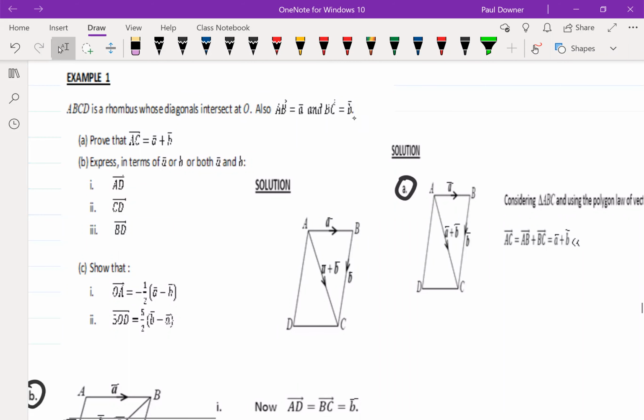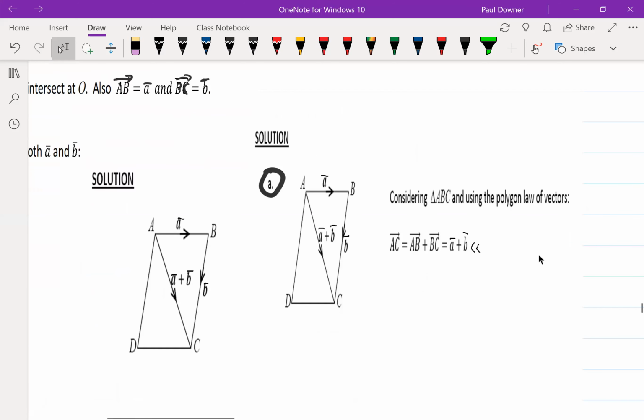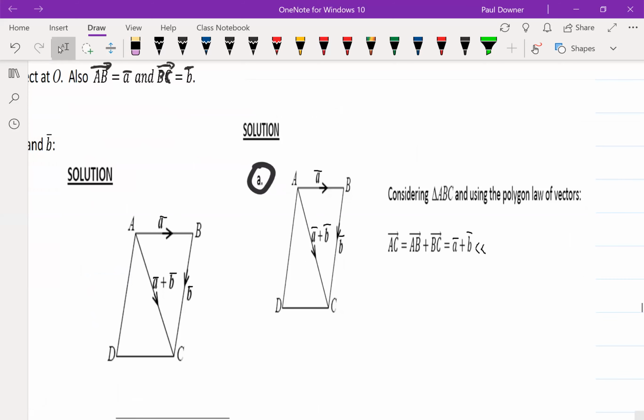So let me fix this up a little better. Vector AB is equal to A and BC is equal to B. Good. So this is some information that they told us. They want us to prove that the vector AC is equal to A plus B. That's not a problem. Let's look at the solution here. If they wanted us to prove that AC is equal to A plus B.